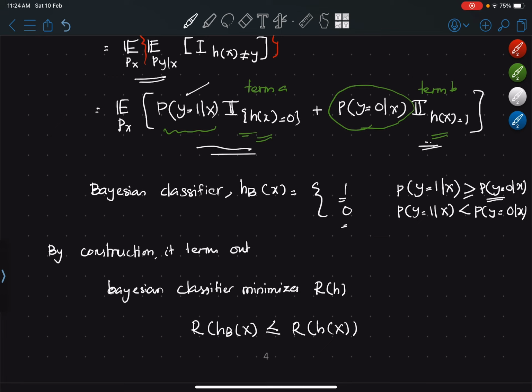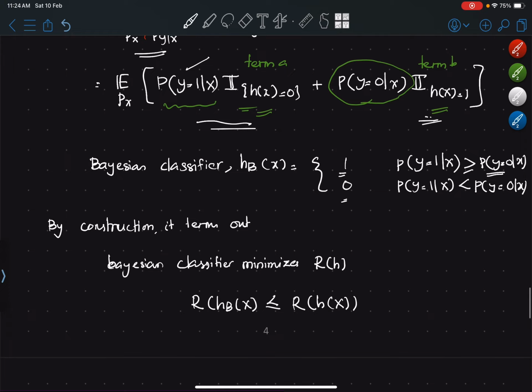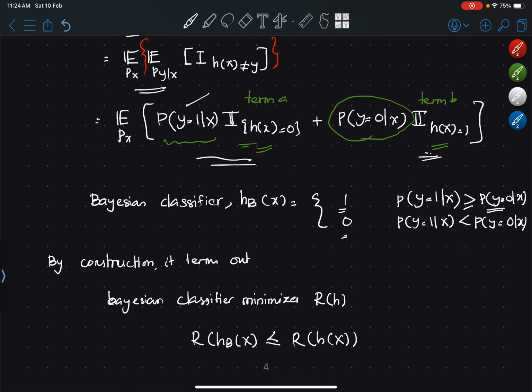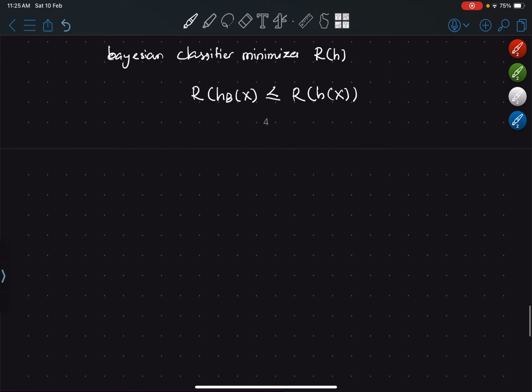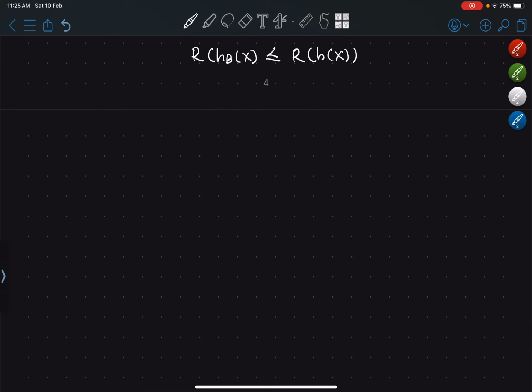Now there are a few more things which we need to take care of. How do we estimate p of y equal to 1 given x? What does that mean? We are given data, and what is the conditional probability that y is taking a particular label value? How do we find this? Okay, for this, let's look into it in a bit more detail.